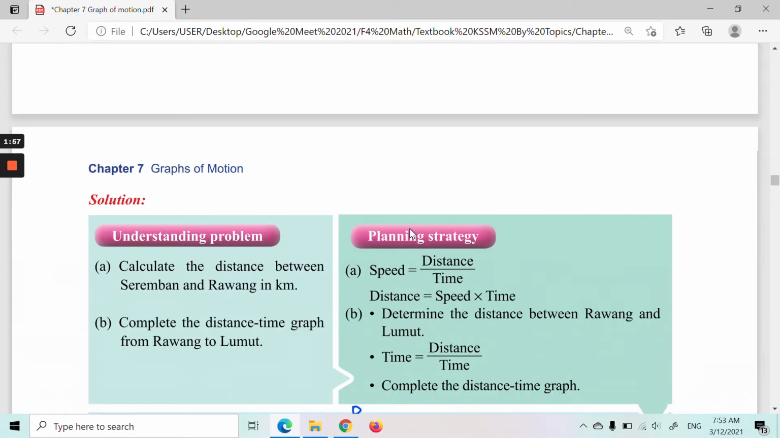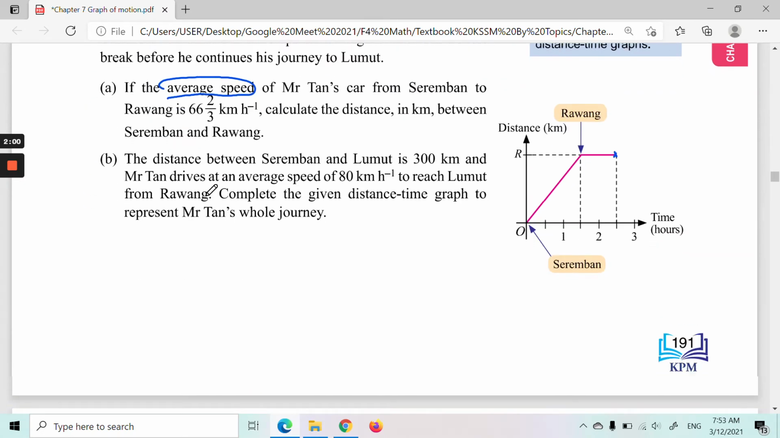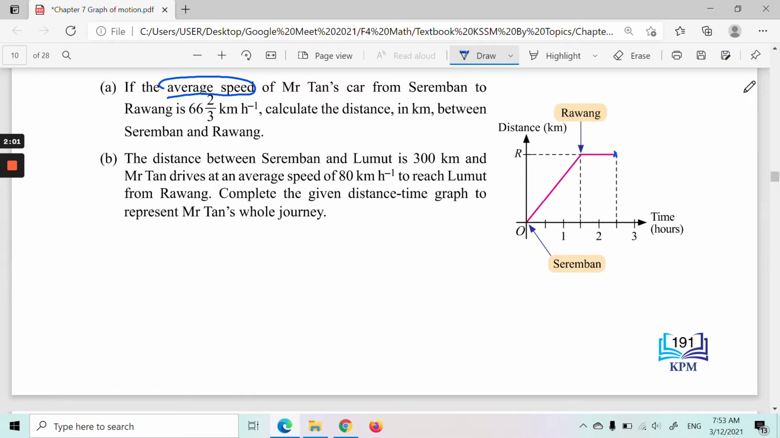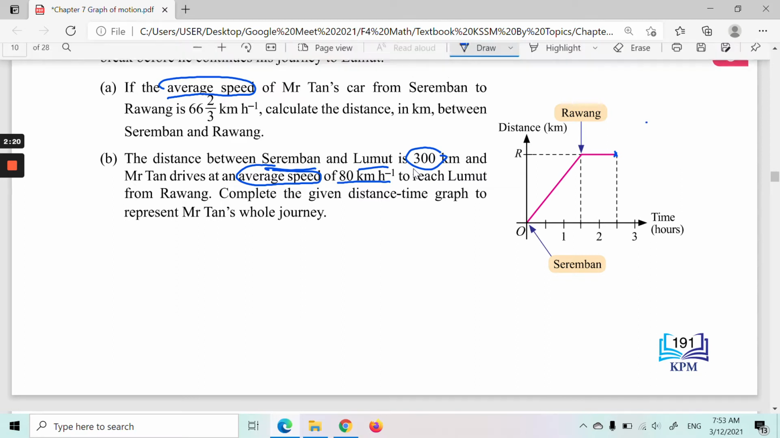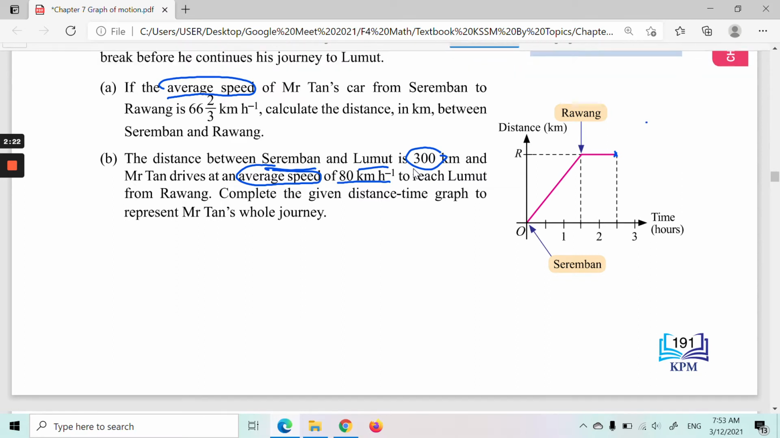So look at question B. The distance between Seremban and Lumut is 300 km. So the second information: 300 from Seremban to Lumut. And then Mr. Tan drives at an average speed of 80 km per hour to reach Lumut from Rawang. So from Rawang, go to Lumut. Complete the given distance time graph.